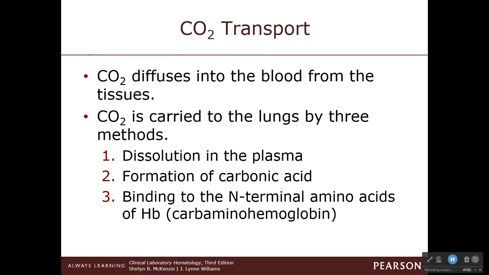Okay? So, when you do start working in the lab, we do CMPs and BMPs. Okay? Complete metabolic profile, basic metabolic profile. Guess what all of them have? A CO2 level. Okay? Whether we use serum or plasma, excuse me, we still pick up CO2 levels. So we're always going to have some CO2 in our venous blood.